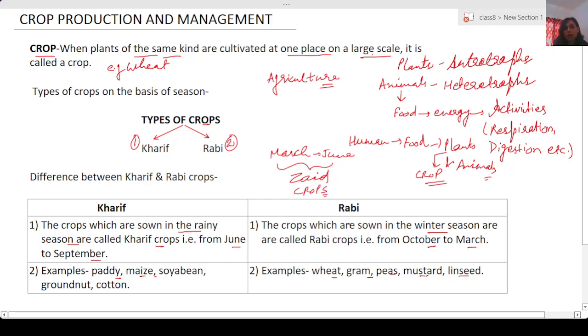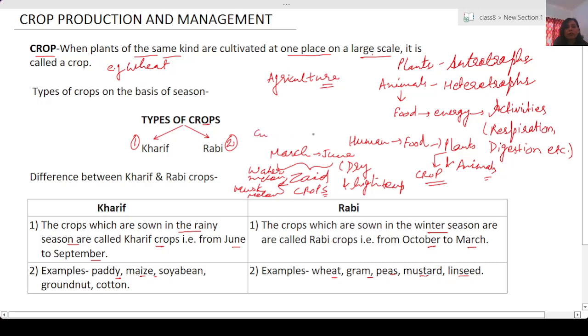Now, zaid crops are grown only for a very short period of time. So what we can say from this information is that these crops are very fast growing crops and they require dry, high temperature for their growth. Okay, an example of a zaid crop is very easy to write. It is watermelon. If you see right now in the market, you must be seeing a lot of watermelon. Then we have muskmelon, cucumbers.